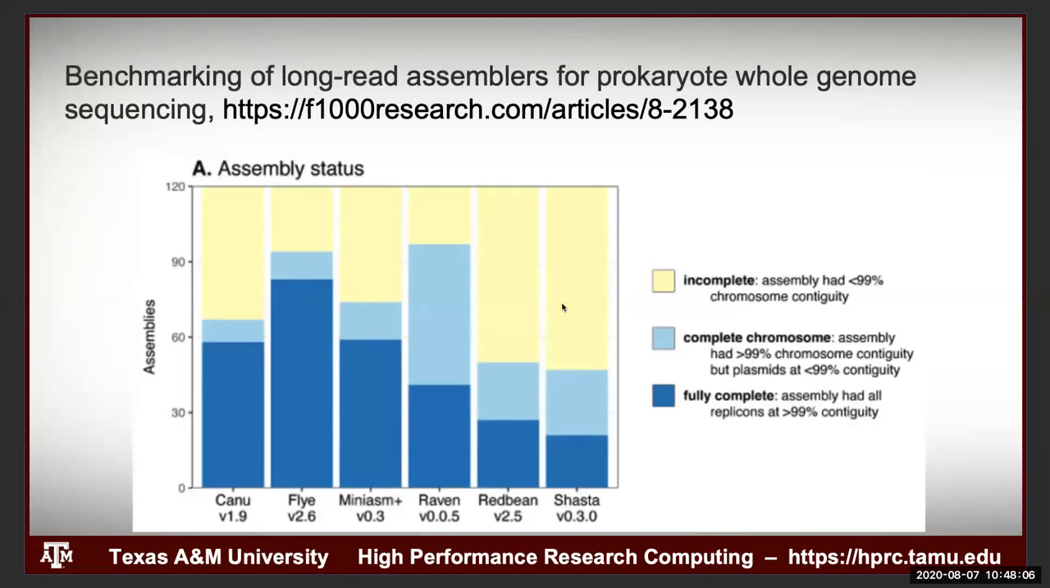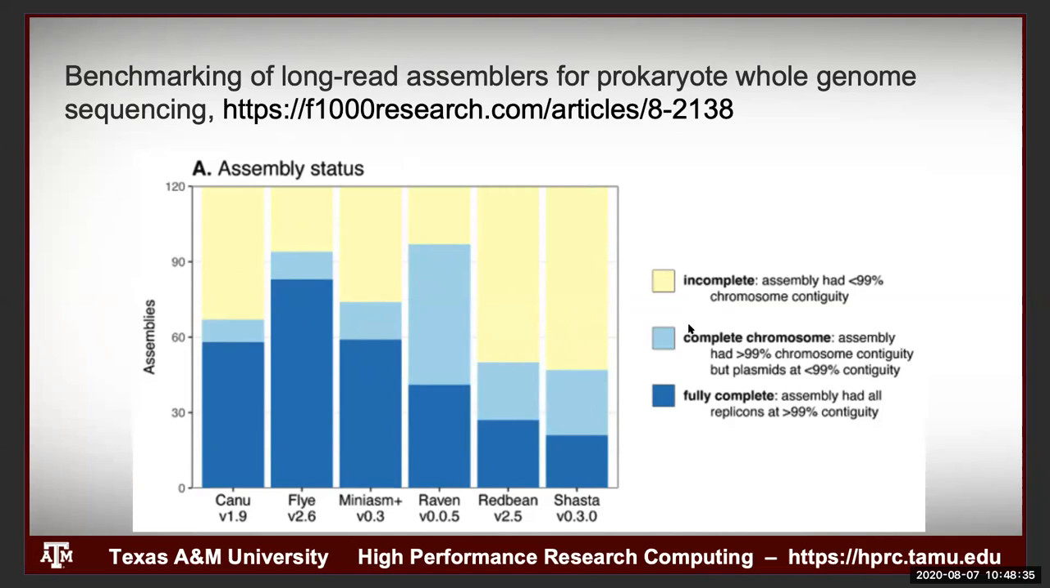And here's some stats from the paper. You can see the paper, you can see a URL here. So people are comparing different tools, Canu, Flye, and Miniasm, and they give you stats: incomplete, complete chromosome, and fully complete. So Flye actually here has a pretty good result. So yeah, if you want to try Flye, it's a good one compared, according to some papers.